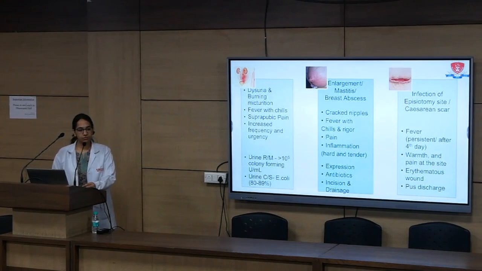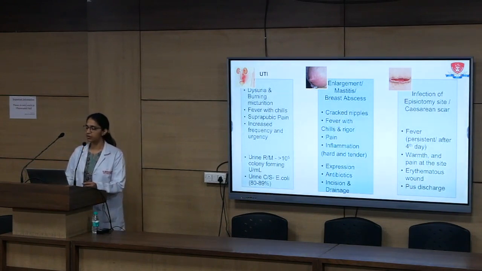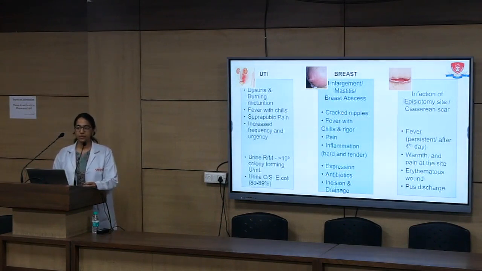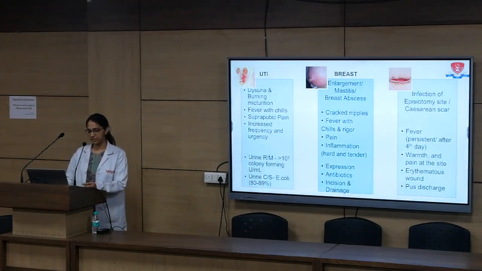So, the first and foremost again, the presentation goes with dysuria and burning micturition, fever with chills, suprapubic pain, increased frequency and urgency. We need to rule out urinary tract infection. Next, a patient presenting with cracked nipples, fever with chills and rigor, pain, inflammation, and on examination hard and tender breasts. We need to rule out breast engorgement, inflammation, or breast abscess. The treatment varies from expression of breast milk in case of engorgement, antibiotic therapy in case of inflammation, and incision and drainage is advised in case of breast abscess.